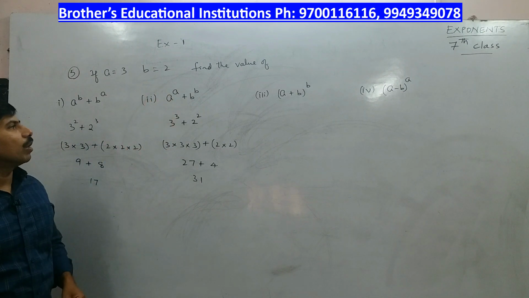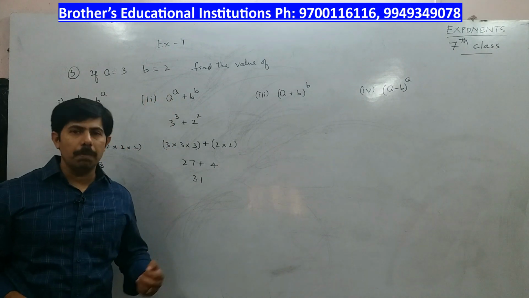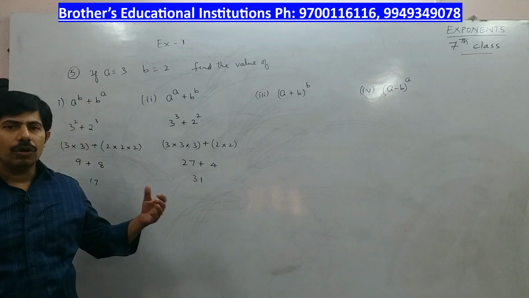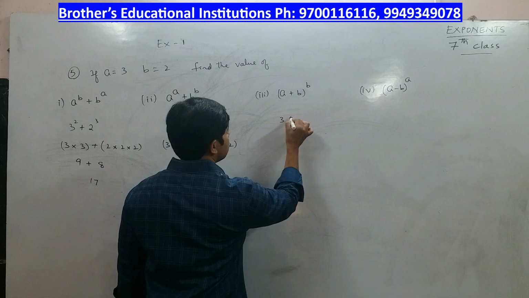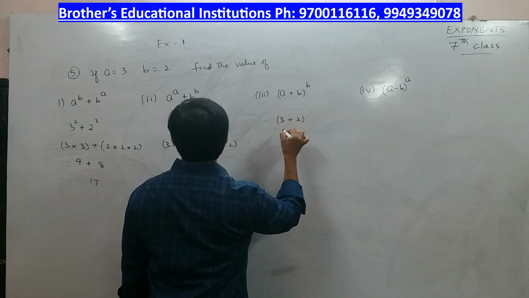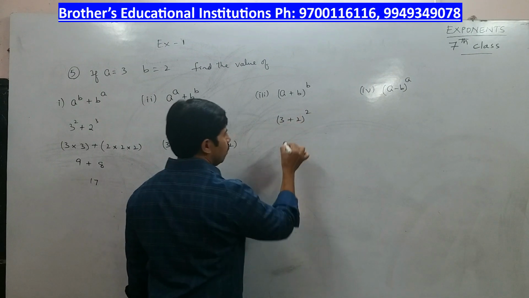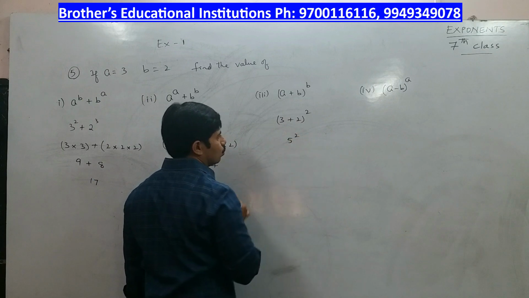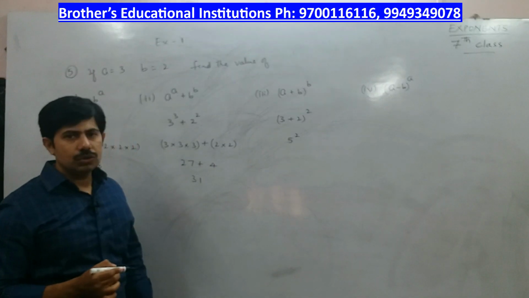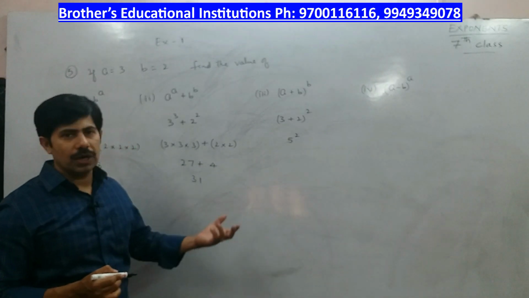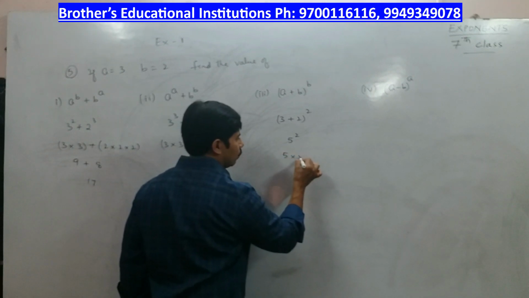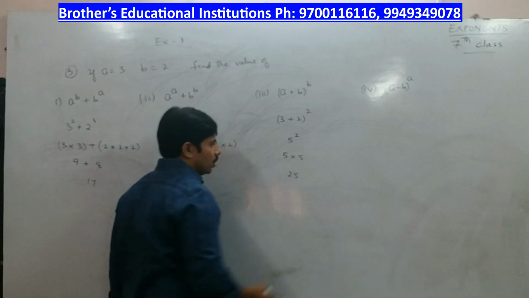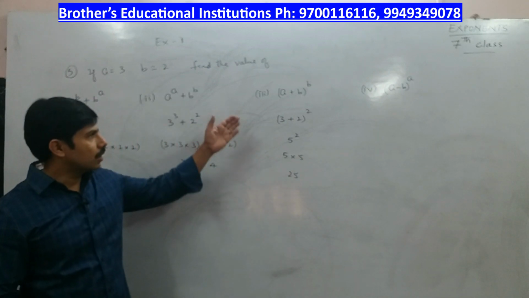Now the third bit what we have is a plus b whole power b. So here we will substitute a plus b. A is 3, b is 2. Whole power b, it is 2. So 3 plus 2 is 5, power 2 as it is. What is 5 square? It is 5 into 5 is 25. So third one is over.